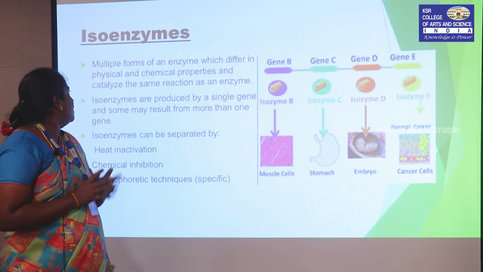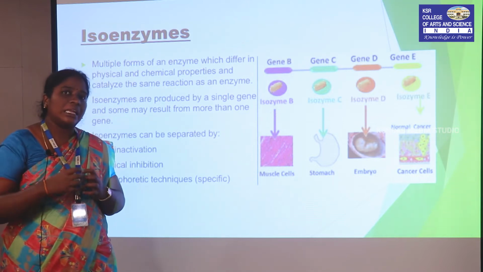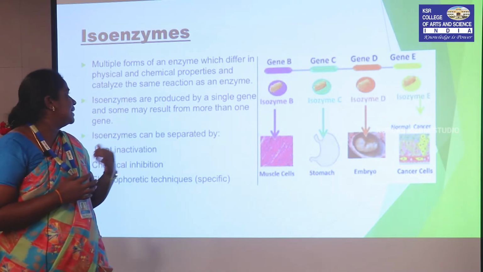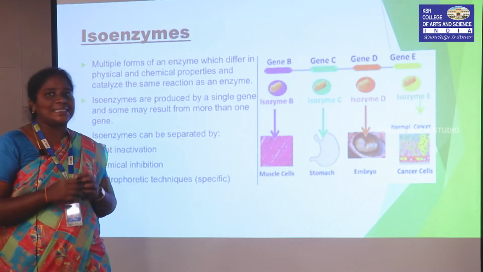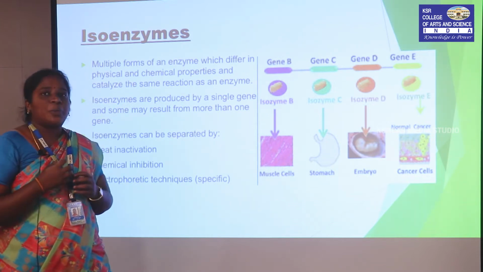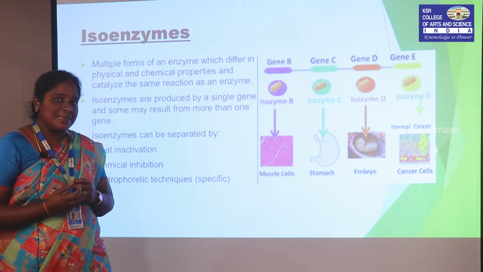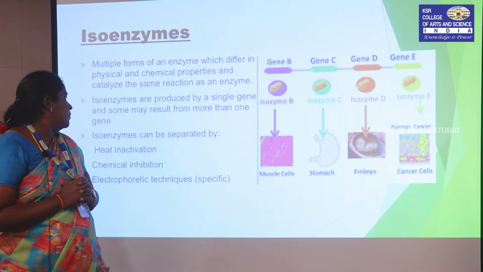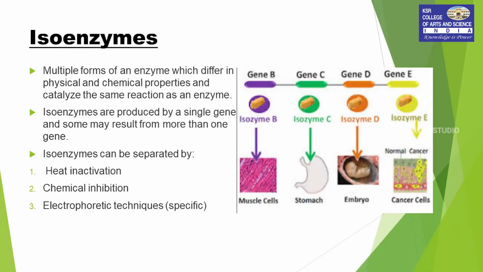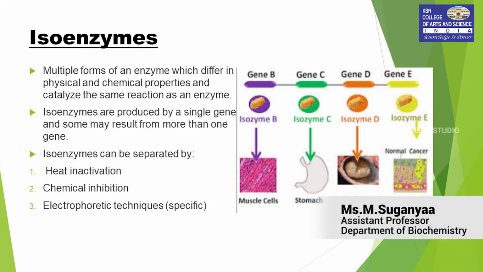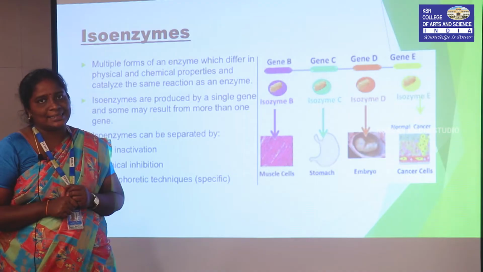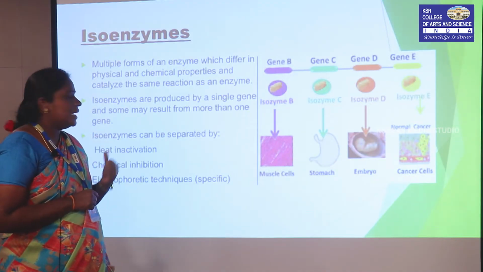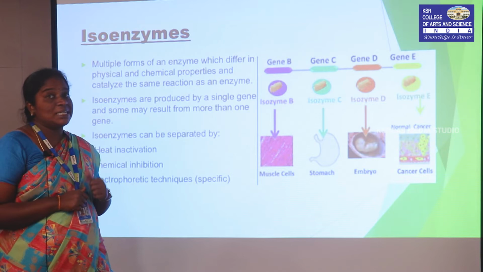Next, we are going to discuss isoenzymes. Isoenzymes differ in physical and chemical properties but catalyze the same reaction. Isoenzymes are produced by a single gene, and some may result from more than one gene. Isoenzymes can be separated in 3 different ways: first, heat inactivation, chemical inhibition, and then electrophoretic techniques. This is isoenzyme separation.